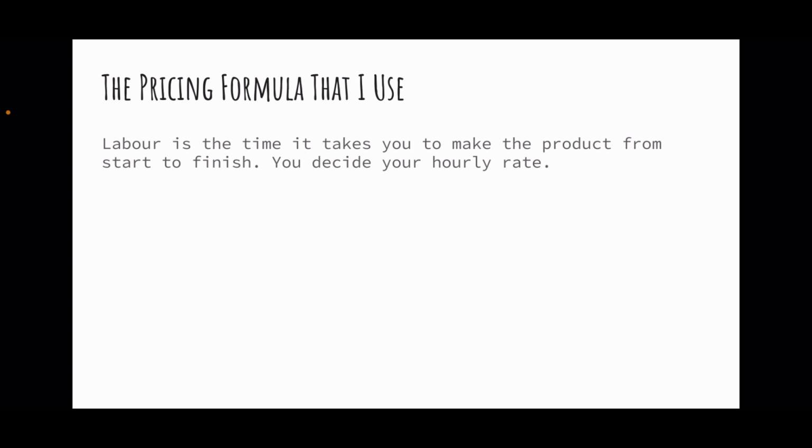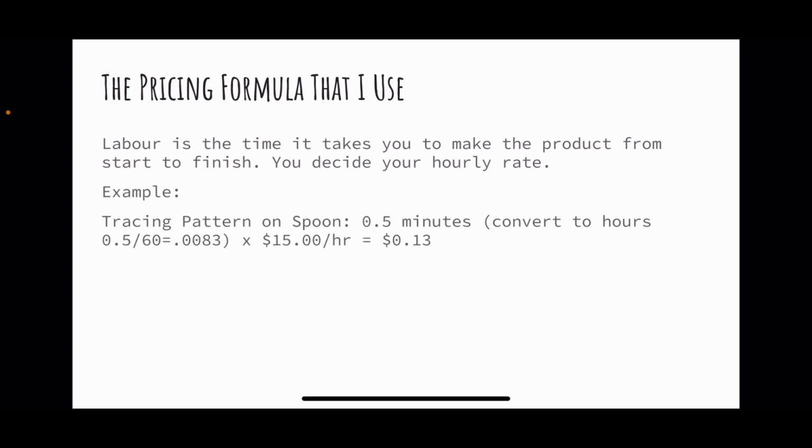So next we are getting into labor. Labor is the time it takes you to make the product from start to finish, and you are going to decide your hourly rate. So I choose my labor cost based on what I would pay someone to do the job. If and when you get to the point of hiring, you're going to be paying someone to do this, so you want to make sure that their pay is covered in this. Ideally, obviously, you're going to be paying yourself more since you're the CEO and the boss, so you want to be realistic in what you're putting in your product cost.